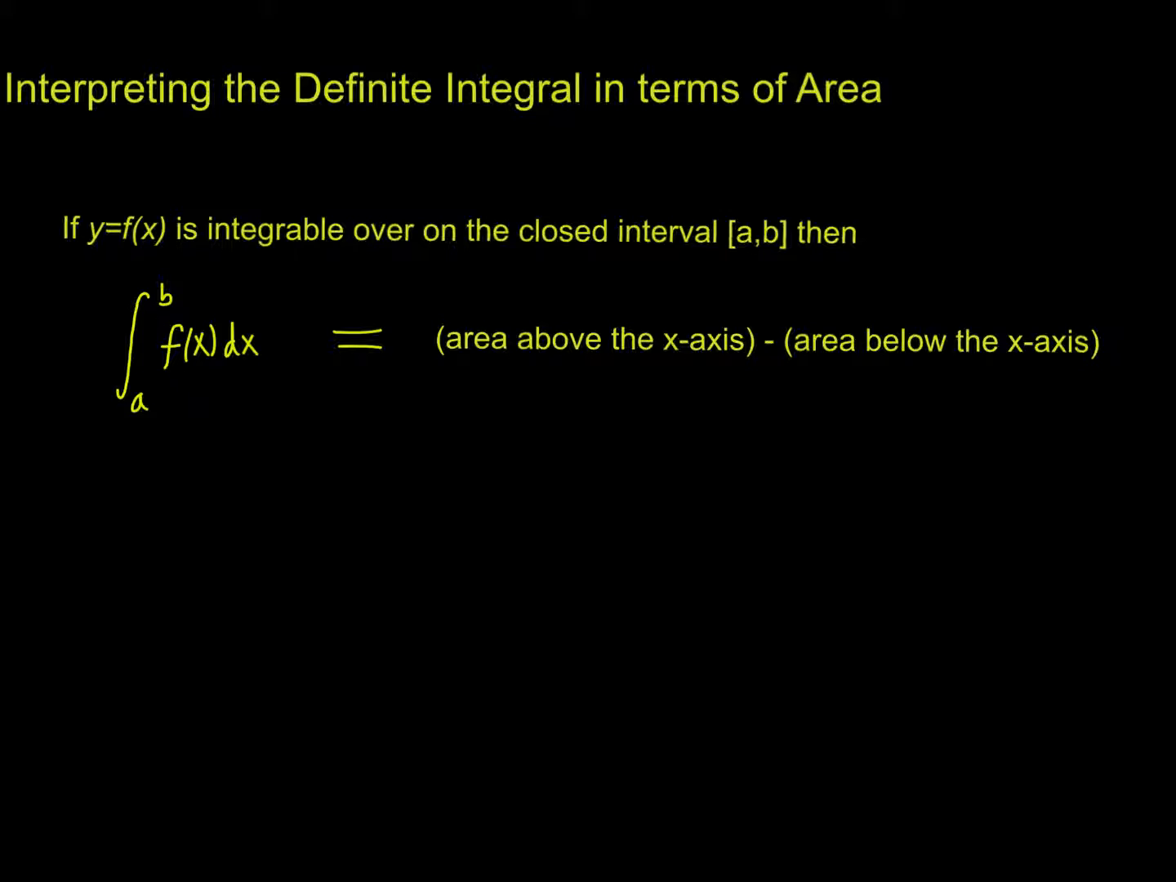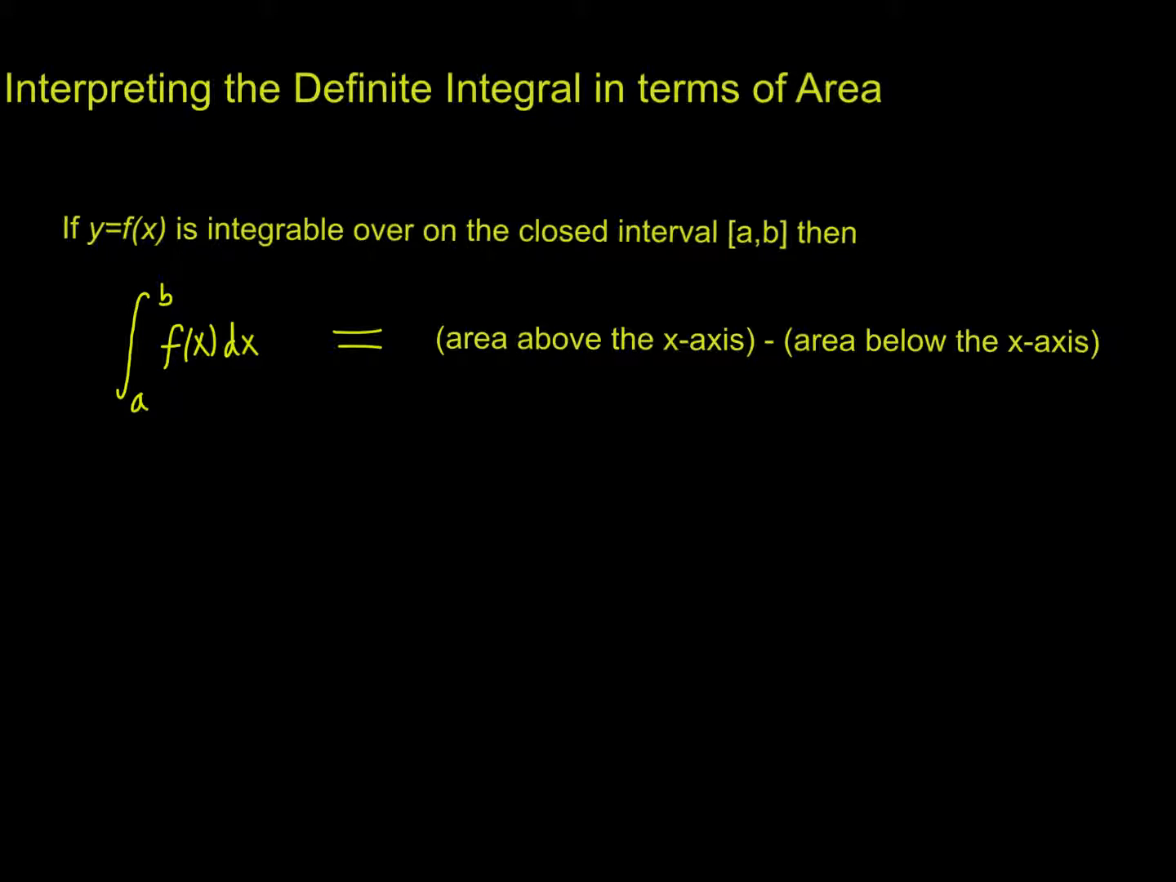So little did you know, we've actually been evaluating definite integrals already when we are finding the area between a curve and the x-axis. We've found the exact area by taking advantage of geometric shapes like rectangles and triangles that we know how to find the area of. And we've approximated, when we can't do that, using rectangular approximations and trapezoidal Riemann sum approximations.